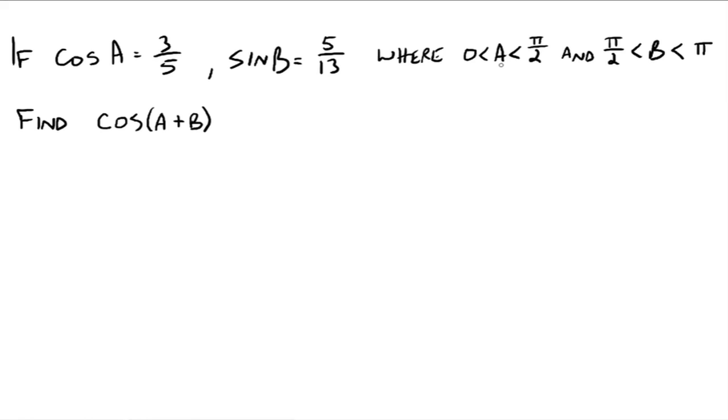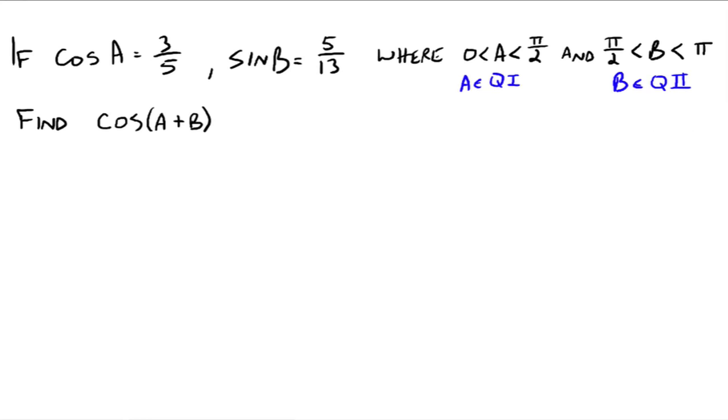And we note that angle A is between 0 and pi over 2, so that puts angle A in quadrant 1. And then angle B is between pi over 2 and pi, so that puts angle B in quadrant 2. Everybody see that? Very important that we know what quadrant our angle is in, right? Because that determines if it's positive or negative.